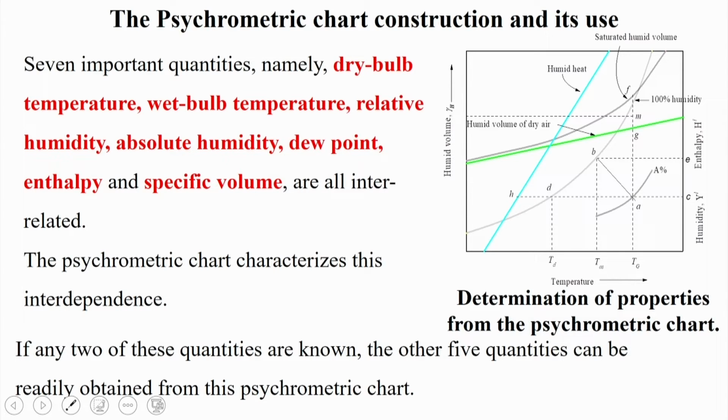If we know any two of the parameters, like dry bulb temperature and wet bulb temperature, or dry bulb temperature and relative humidity, or absolute humidity and relative humidity, or dew point and dry bulb temperature, we will be able to calculate the other 5 parameters from the psychrometric chart for the air water system. And we need to remember that the psychrometric chart is prepared at 1 atmosphere pressure.